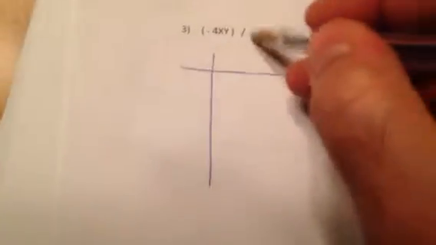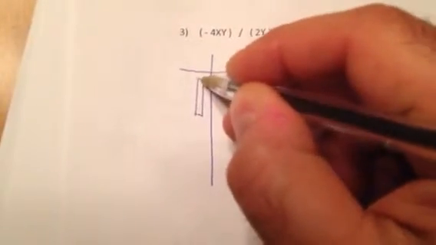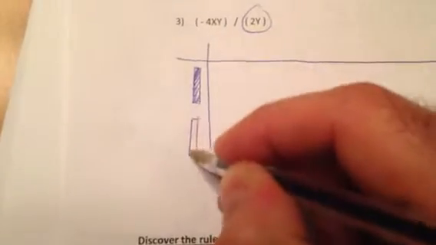Okay, and finally, we have negative 4xy divided by 2y. So we have it like so. We put this on the long y's, right? I'll put those first. Remember this one first. Long y's, positive.